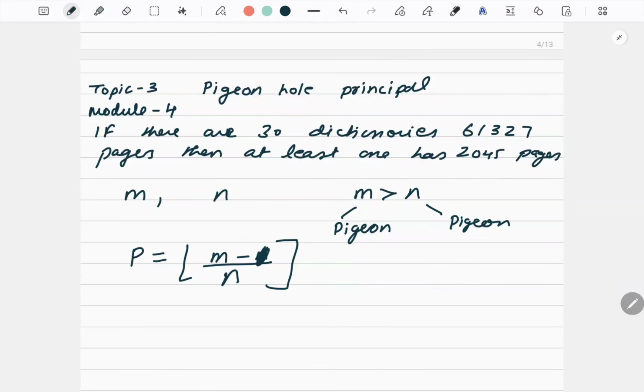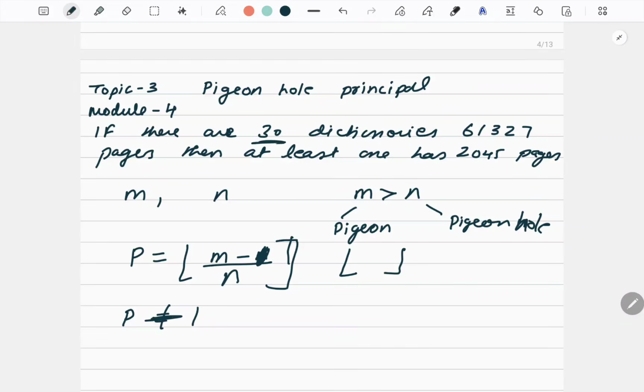So even if you are confused by the language of the question, the bigger number is m and the smaller number is n. So the pigeonhole is n. Correct? So this is a formula. This is not a bracket, this is the greatest integer. Suppose you are getting 1.2, you should write it as 2, right? So now you will write p is equal to (m minus 1) upon n, and your answer will be p plus 1.